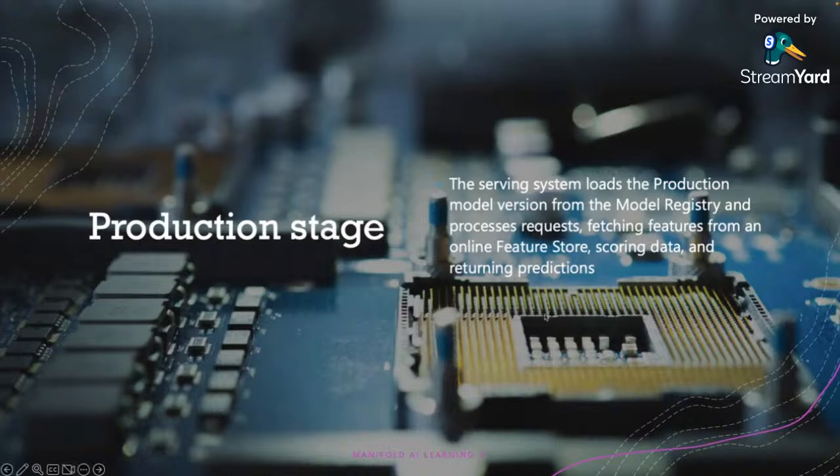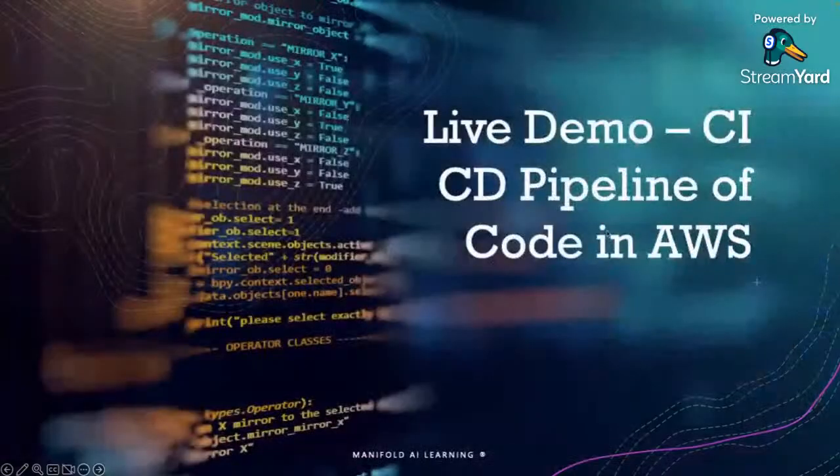Now, once we have deployed it onto the production environment, it doesn't just end there. We would go ahead and ensure that the serving system loads the production model version from the model registry and processes the requests for the new data that is being received. It will fetch the features from the online feature store, score the data, and return the predictions for us. So that is the overall idea of what would happen in the overall MLOps pipeline.